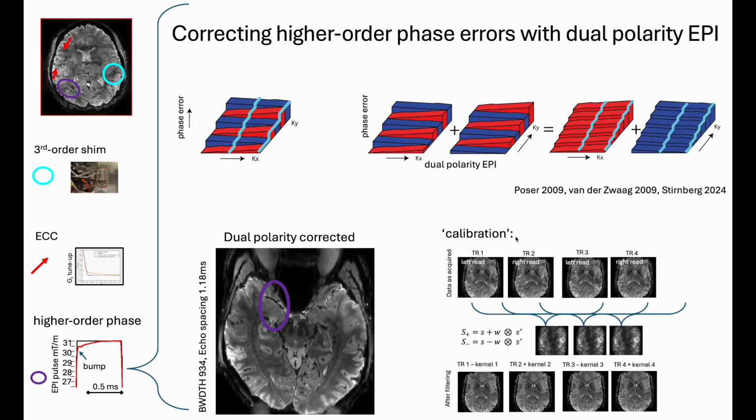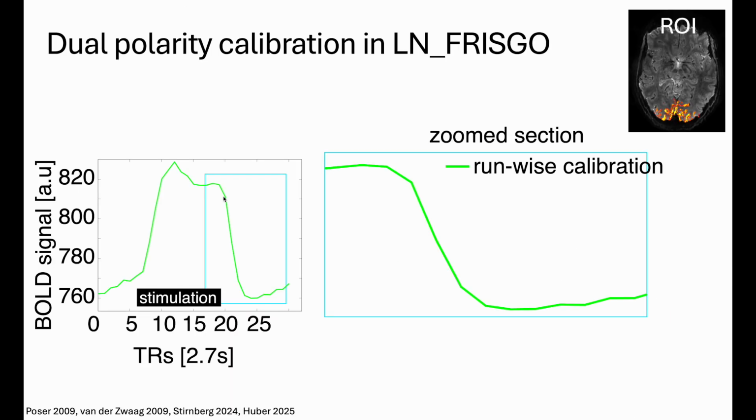For example, you can take triplets of images, estimate the error field, and then remove it of individual images with opposing polarity, different signs. Or you can do this on a run-by-run basis, or you can just average pairs of TRs. And here I'm going to show you how this results in different time courses as implemented in FRISGO. For example, when you have a run-wise calibration, it accounts for most of it, and you just have these tiny residual odd-even jumps up and down.